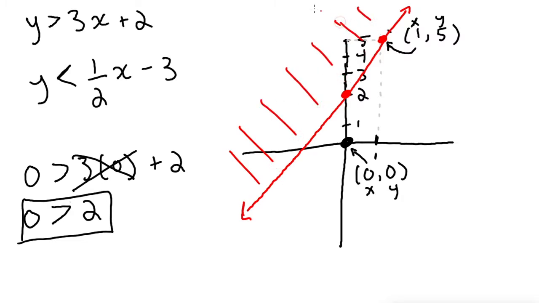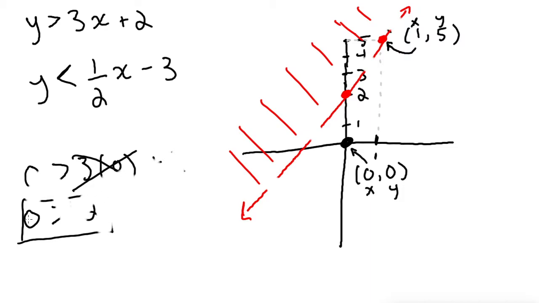And actually, I should have made this a dotted line. So let me go and fix that right now. This should technically be a dotted line because the equation has greater than, not greater than or equal to. That would be a solid line, and this right here would be a dashed line. So let's make it dashed. So I shade it on this side of the line.